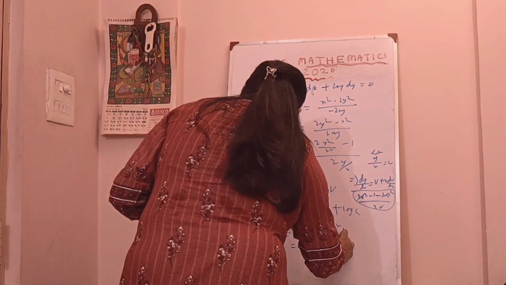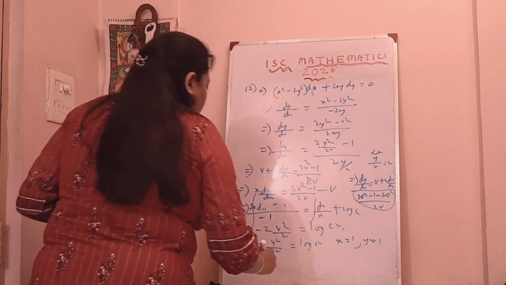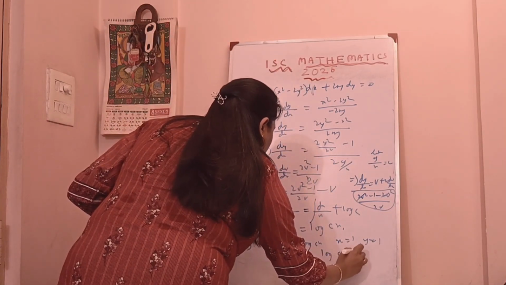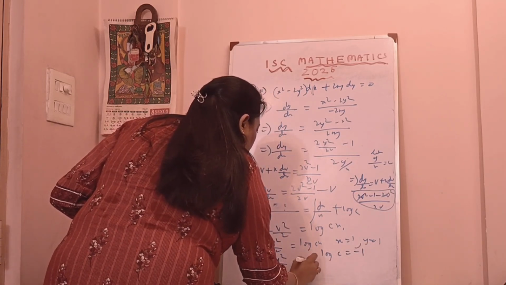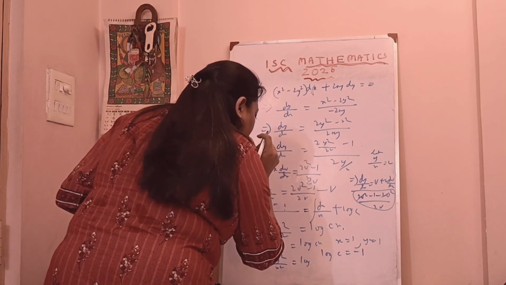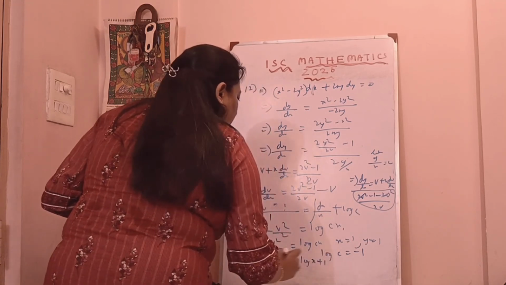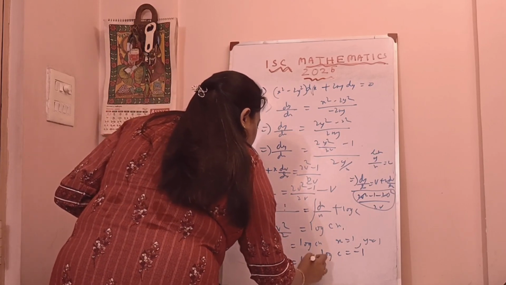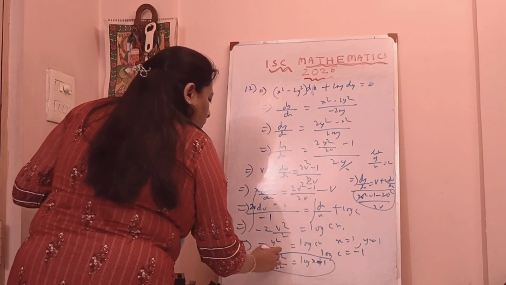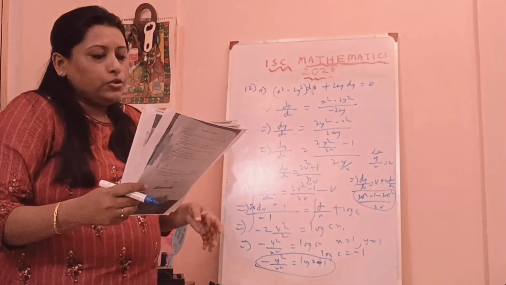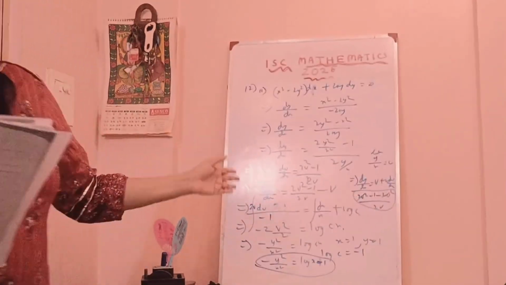Now what's the point given? x equals 1, y equals 1. So log c equals −1. So the answer is −y²/x² = log x + log c, where log c is −1. This is the answer: −y²/x² = log x − 1. This is the solution of question number 12, subpart 2. You can take a screenshot or write it down.